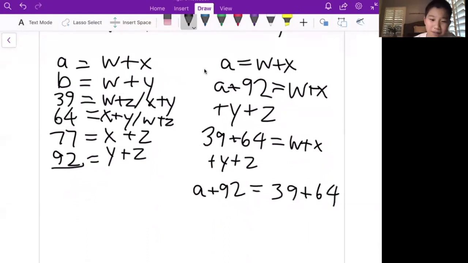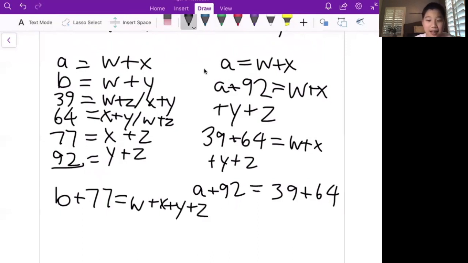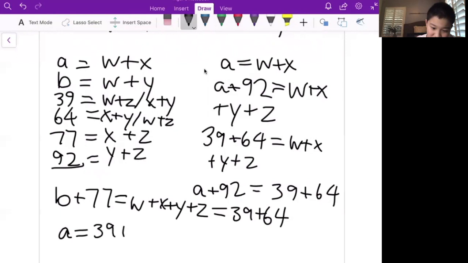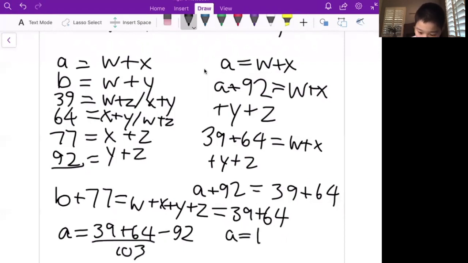Now, do the same thing for B, except this time to make W plus X plus Y plus Z, you have to add 77. That makes W plus X plus Y plus Z, and that's equal to 39 plus 64. So now we can calculate A and B. A is equal to 39 plus 64 minus 92. So 39 plus 64 is 103. Then minus 92 is 11. A equals 11.